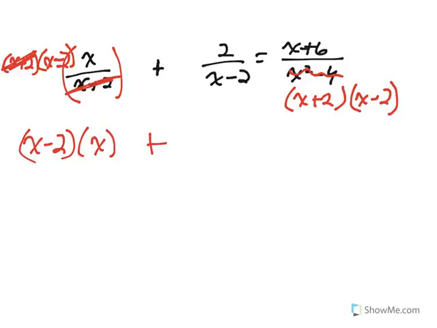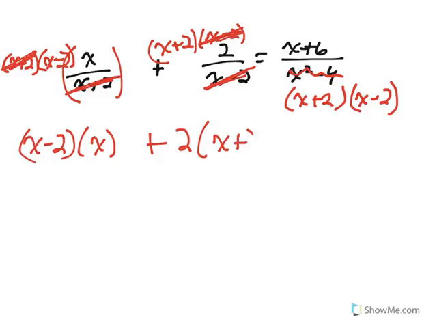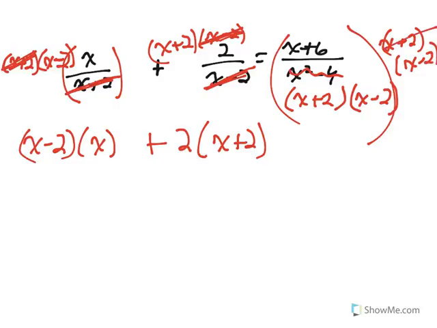The second fraction, when we multiply by the common denominator, x plus 2, x minus 2, the x minus 2 cancels out, leaving 2 times x plus 2. And on the other side of the equal sign, when we multiply by the common denominator of x plus 2 times x minus 2, both cancel out, leaving only the x plus 6.